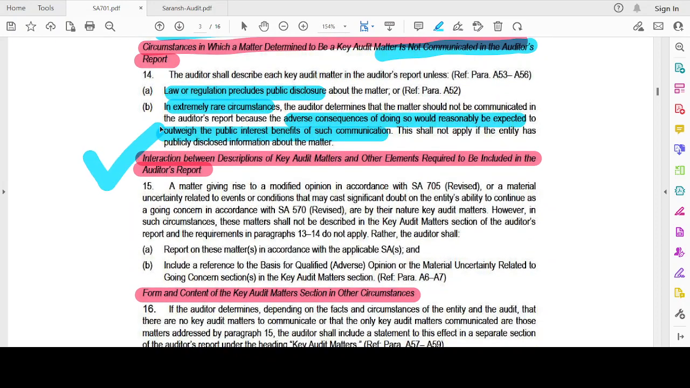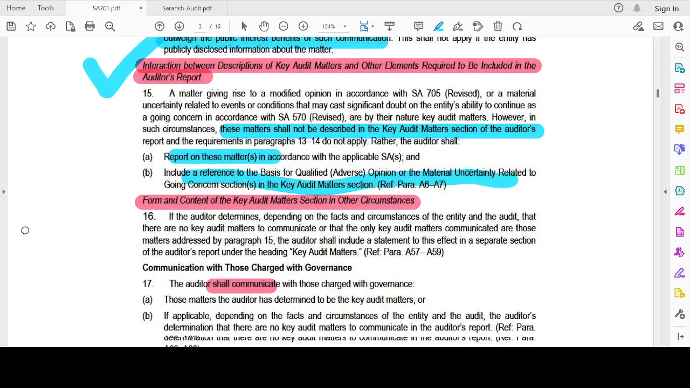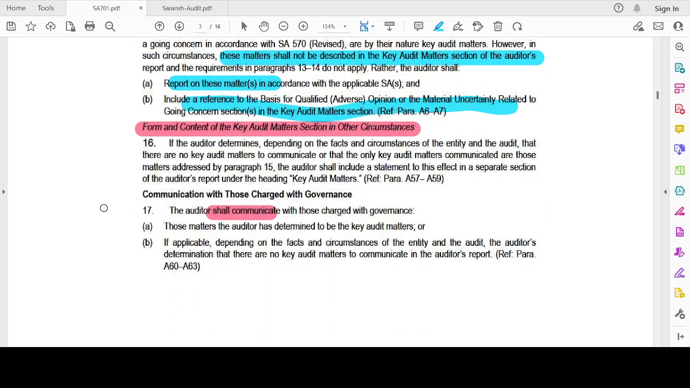Interaction between the description of key audit matter and other elements to be included in the auditor's report. These matters shall not be described in the key audit matter section of the auditor's report. Rather, the auditor shall report these matters in accordance with applicable standards, including a reference to the basis for qualified opinion, or things like modified opinion or going concern. Those will not be made key audit matters. Rather, they will be included in the respective paragraphs. Now, content of the key audit matter section, other circumstances: we have to include a separate paragraph saying the key audit matter.